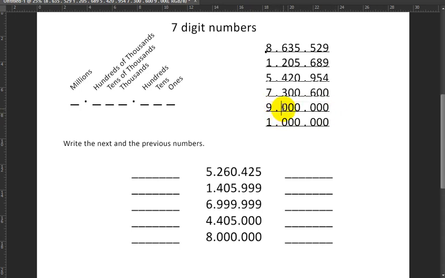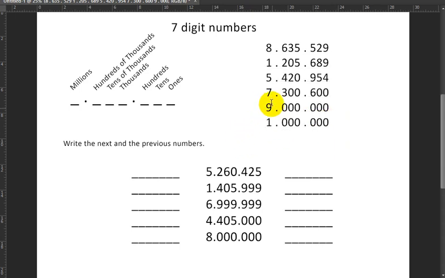Now here is a tricky one where you might get confused if you see just zeros for the rest of the number. So what do you say? 9,000,000? No, you just say 9 million. When you say 9 million, it is implied that, since you're not saying anything about the hundreds of thousands or the tens of thousands or the thousands or any of the other digits, they're all zero, right? So here, for example, we would read this as 1 million, right?